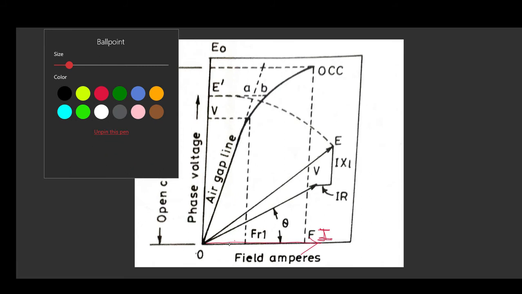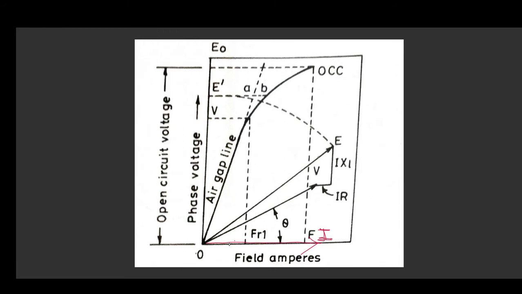So this is V plus IR. We are getting this one is our E, right? Now what we are doing, this E is equal to what? This E is equal to V plus IR plus jIXL. XL you can obtain from your Potier triangle test, right?